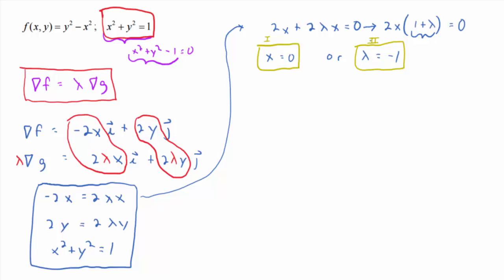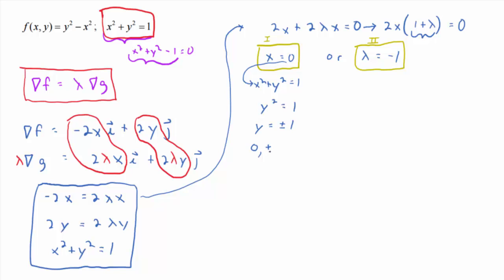Does that make sense? If x equals 0, what equation of your system just involves x's and y's? The last one. So we're going to use the last equation, x squared plus y squared equals 1. Plug in x equals 0, and we get y squared equals 1, right? Which means y could be plus or minus 1. So there's 2 critical values, or critical points here, right?